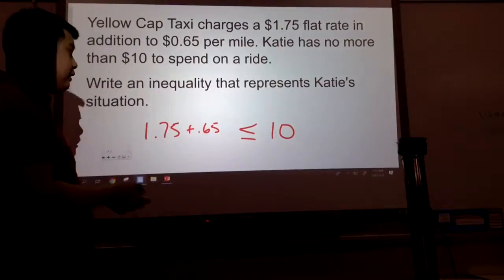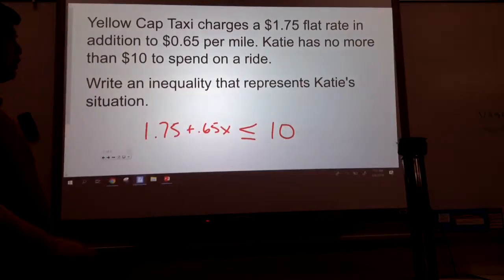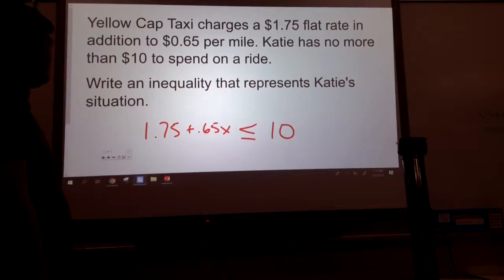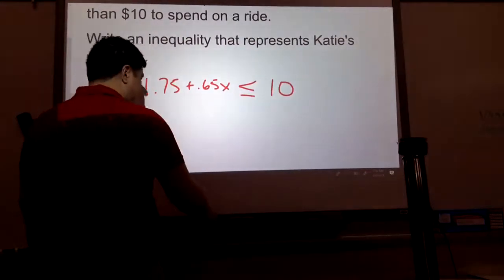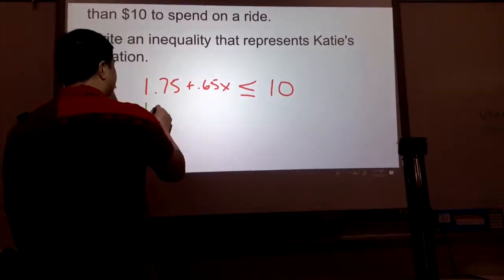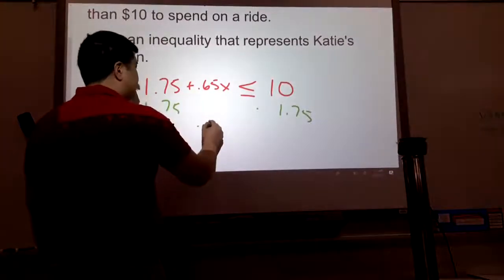Every time she goes a mile, and X represents how many miles she goes, because that's what we don't know. Okay. So this represents her situation. So if we were to solve this, we would have to subtract $1.75 from both sides. We get 0.65.